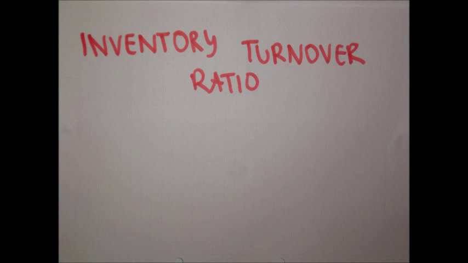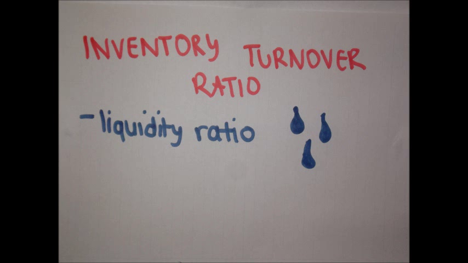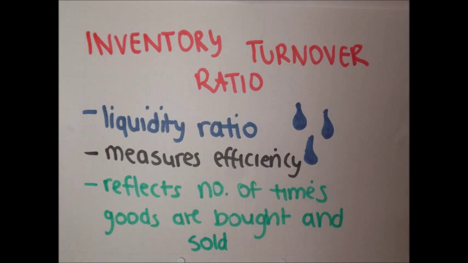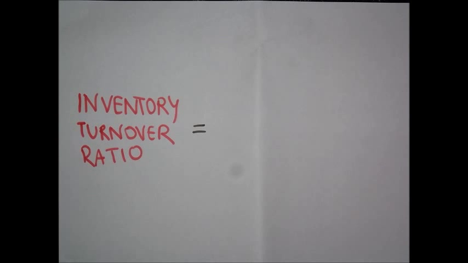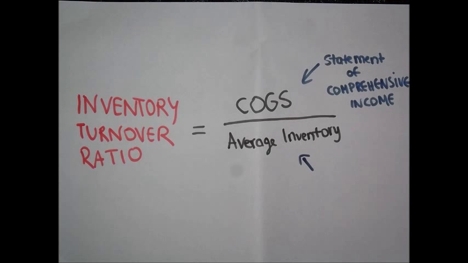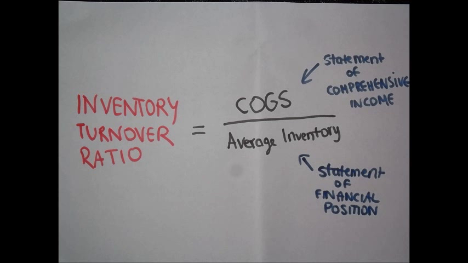The inventory turnover is a liquidity ratio that measures the efficiency of the business in managing its inventory, reflecting how many times goods are sold and replaced over a period of time. It is calculated by dividing cost of goods sold, found on the Statement of Comprehensive Income, by the average inventory, found on the Statement of Financial Position.